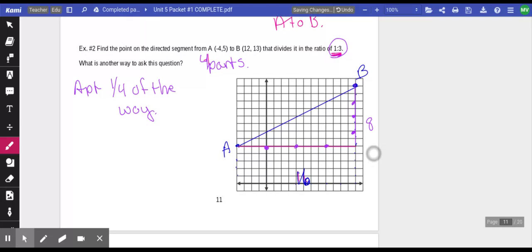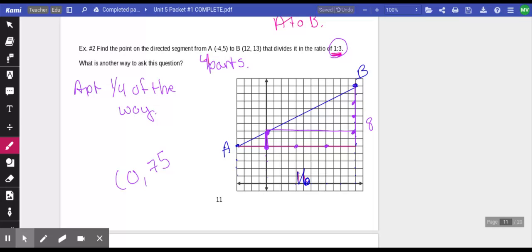So that means I want to go from A, because I always go from left to right, over 1. So that's this point. And up from A, over. And so that gives me the point 0, 7.